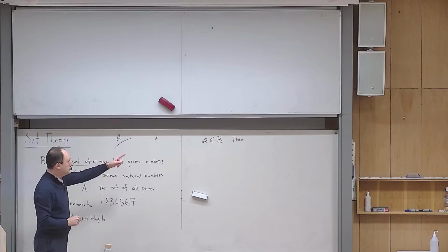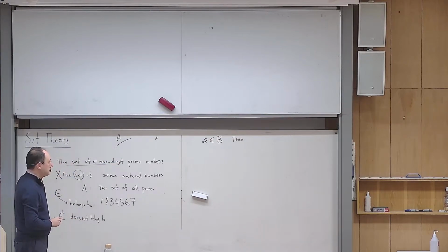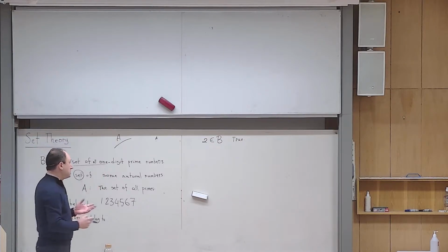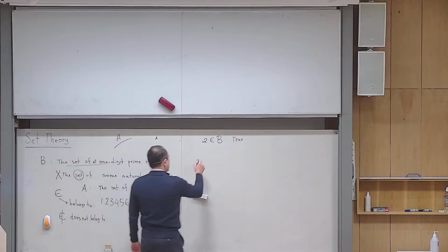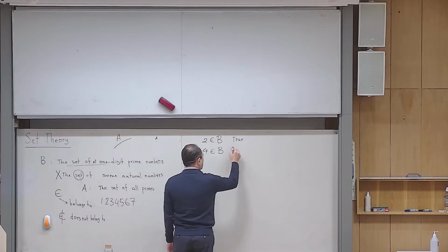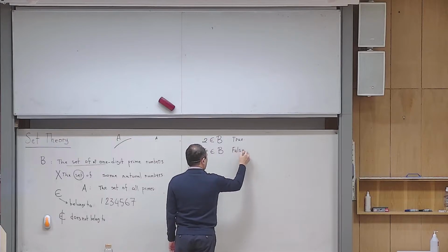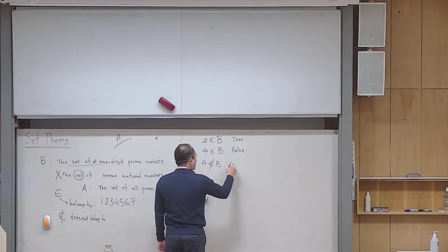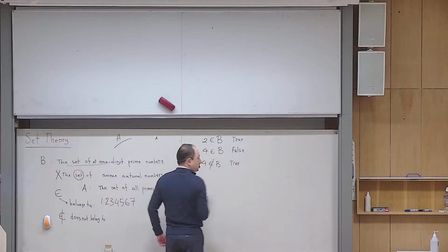So 2 belongs to B is a true statement because 2 is one digit, first of all. Secondly, it's a prime number. So 2 belongs to B is a true statement. But if I say 4 belongs to B, it's what? It's a false statement. On the other hand, if I say 4 does not belong to B, it's again a true statement.